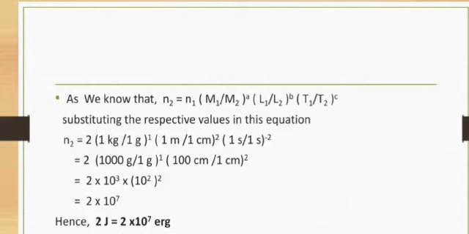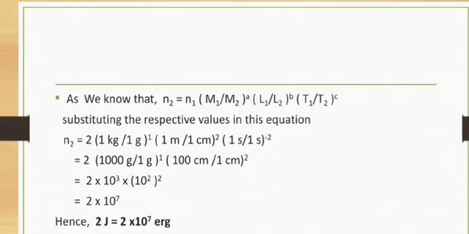Substituting the respective values of M1, M2, L1, L2, T1, T2 and N1 in the given expression, we get N2 is equal to 2 (1000 gram or 1 kg upon 1 gram) to the power 1, (1 meter by 1 centimeter) to the power 2, (1 second by 1 second) to the power minus 2. Now we will convert the SI into CGS. Therefore we will express kg into gram, meter into centimeter, and as in both cases seconds are given, we do not need to convert.